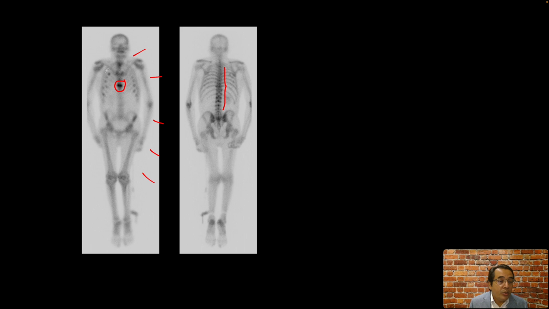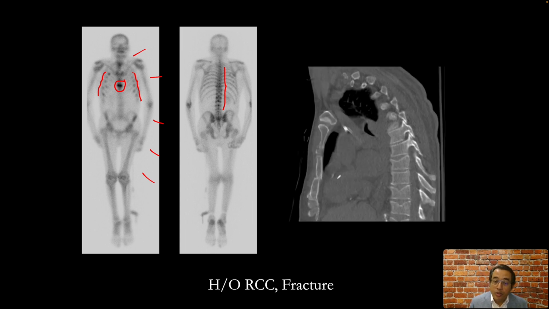Also, paying attention to this focus, we notice that bilaterally there are several foci of increased uptake seen anteriorly in the chest at the junction of the ribs and the costal cartilages. So this looks more like trauma rather than bone metastasis. And this turned out to be a fracture on their CT as seen on this sagittal image in bone windows. So remember, fractures can be seen as foci of increased uptake on a bone scan.